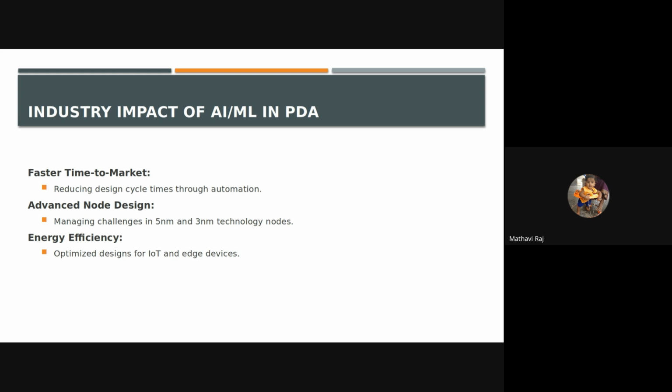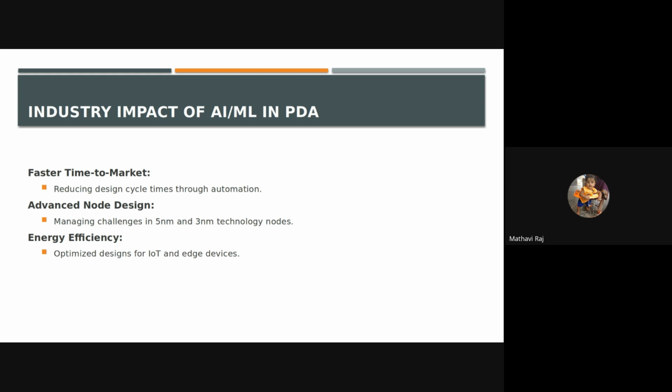Industry impact of AI and ML in PDA. Faster time to market. AI and machine learning technologies are revolutionizing chip design by significantly reducing the time needed to complete the design cycle. Traditionally, chip design is a complex and iterative process that involves many steps, including placement, routing, and verification. AI helps to streamline this process by automating repetitive tasks, predicting design outcomes, and identifying potential issues earlier in the process.